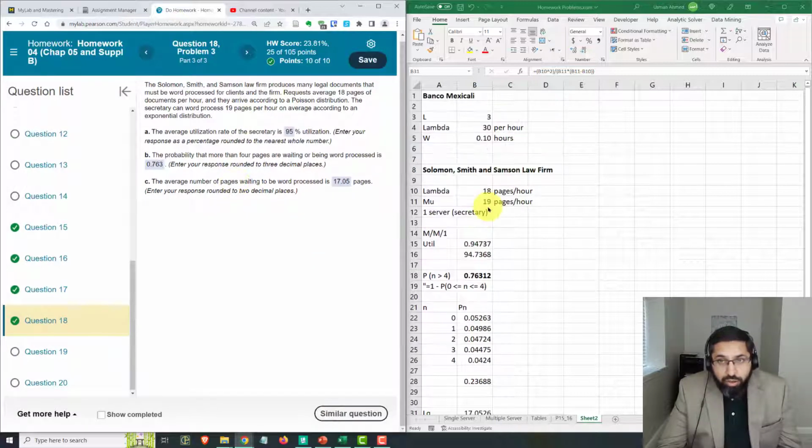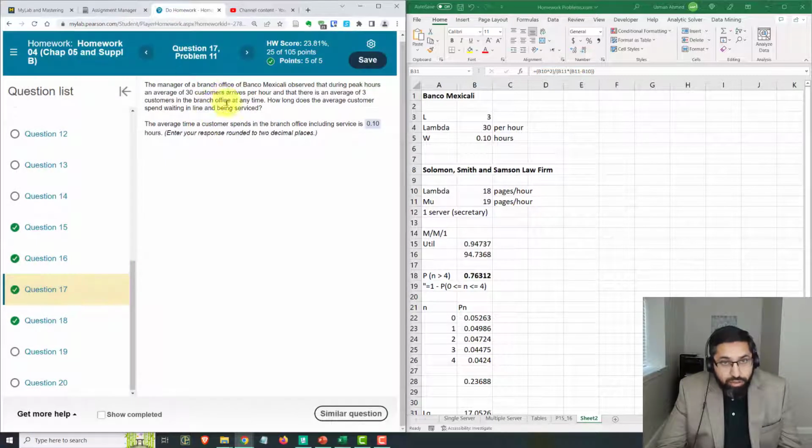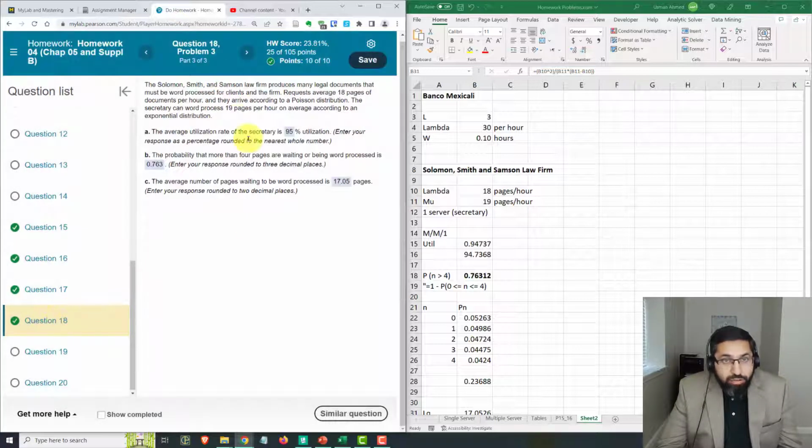So in this video, we solved 3 problems: a problem using Little's law, actually 2 problems, and then a problem using the M/M/1 queue. And this was the Solomon, Smith, and Sampson problem.